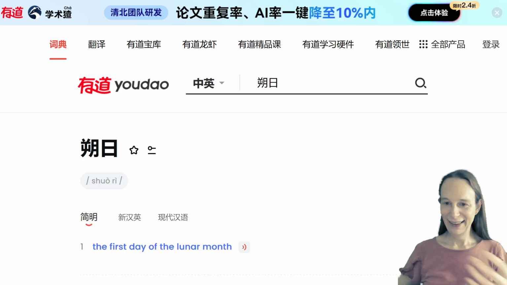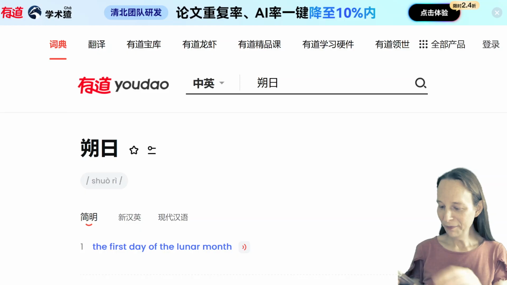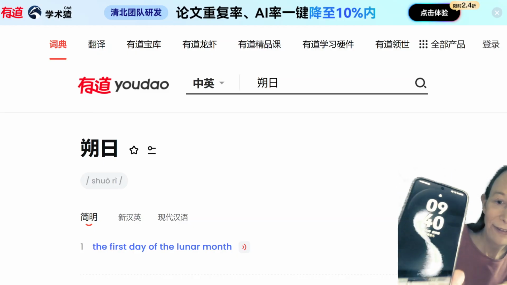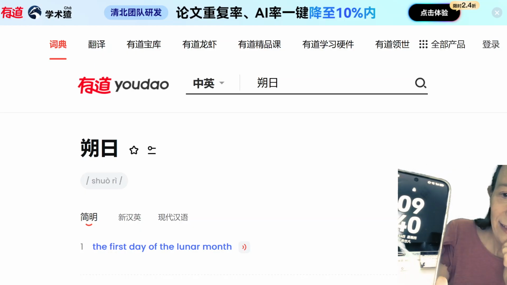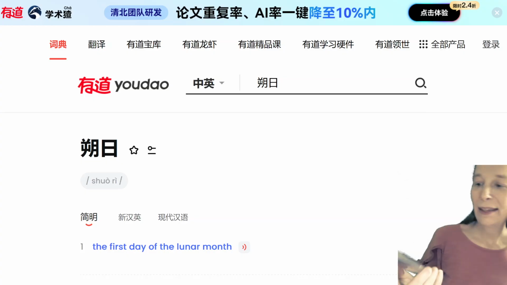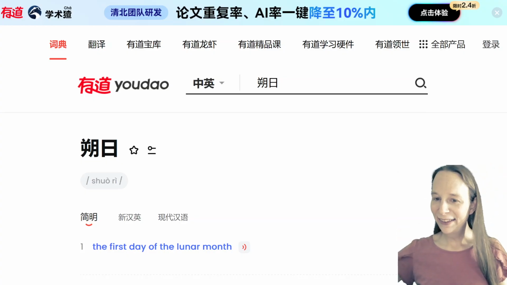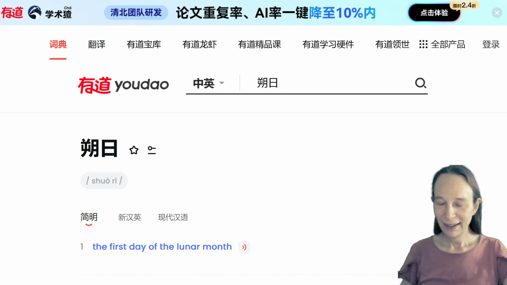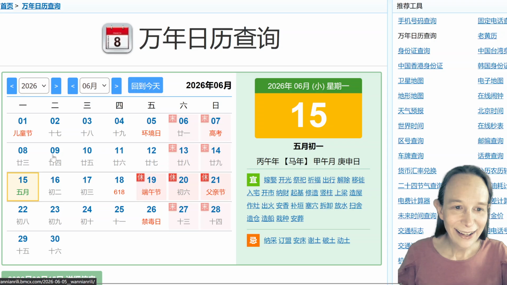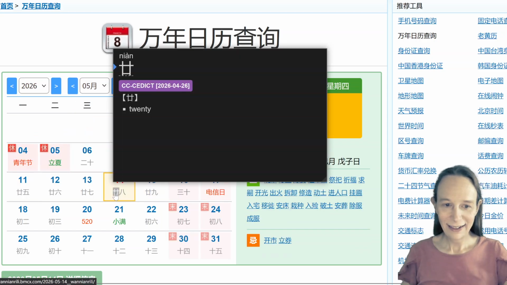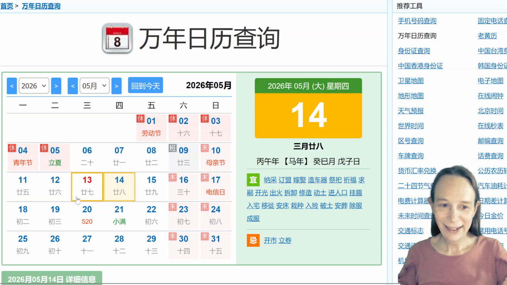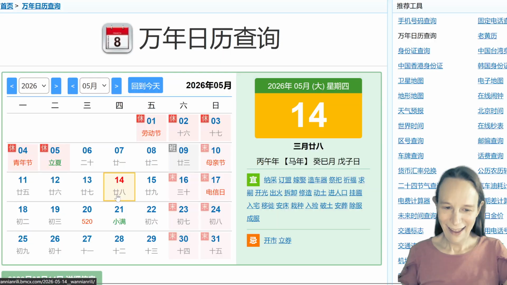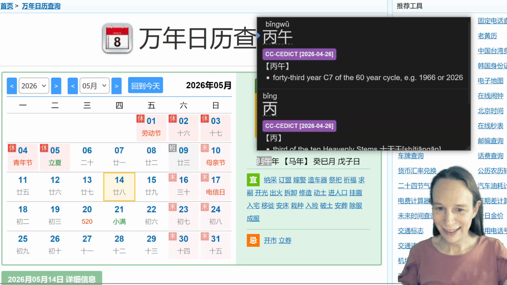I'm not going to go into the heavenly stems and things like that. But what does my phone say? So on my phone, can you see that? 3月念八. So today is the 28th day of the 3rd month of the lunar calendar, right? 念八, the 28th day of the lunar calendar.